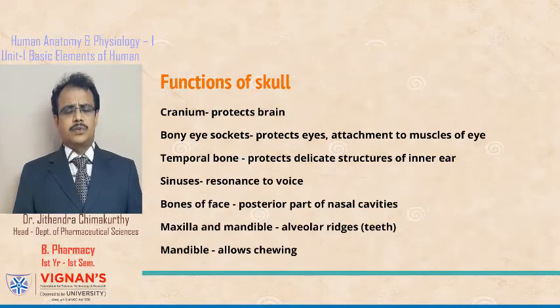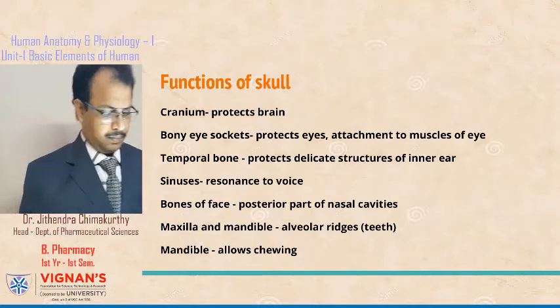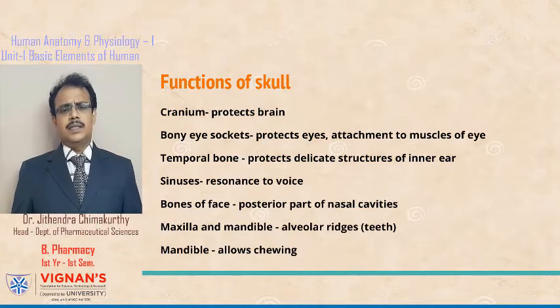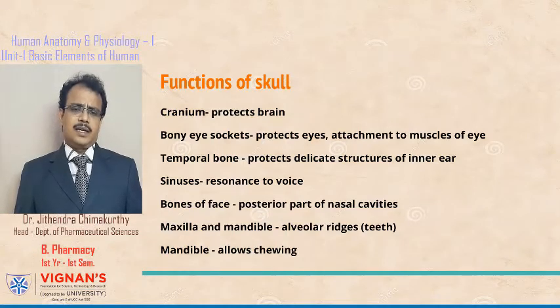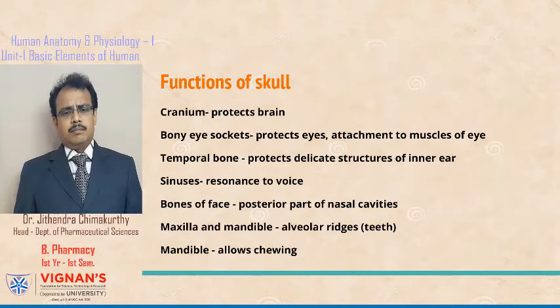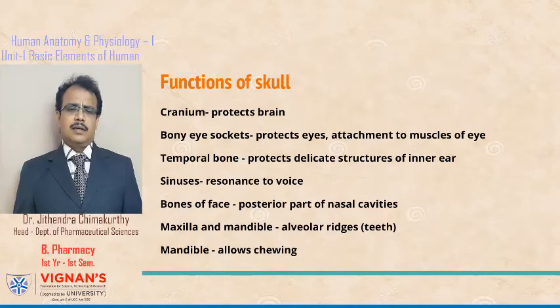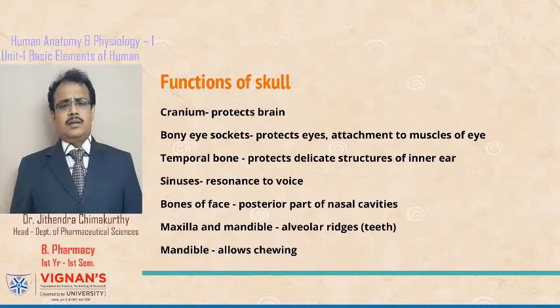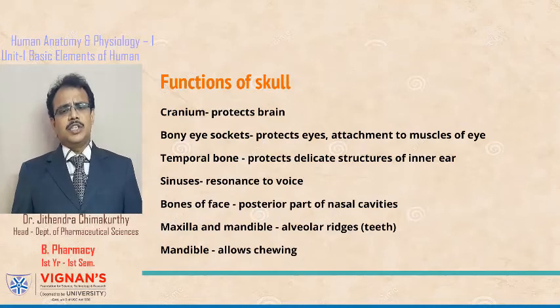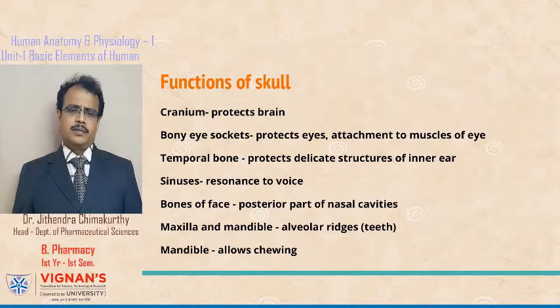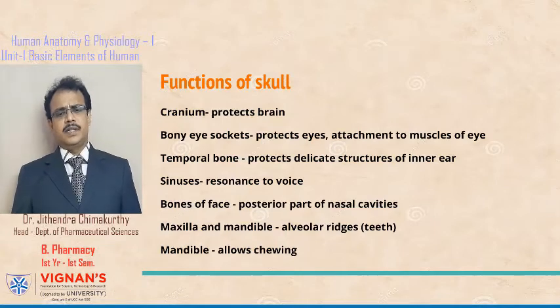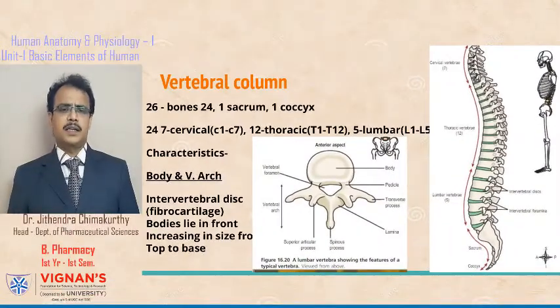cranial bones and facial bones facilitate resonance of the voice. The bones of the face form the nasal cavity, which facilitates the movement of air into the nasal cavity, whereas the maxilla and mandible have alveolar ridges which give attachment to the teeth, and maxilla and mandible together with the muscles facilitate the chewing movement of the mandible and facilitate speech. These are the various functions of cranium.